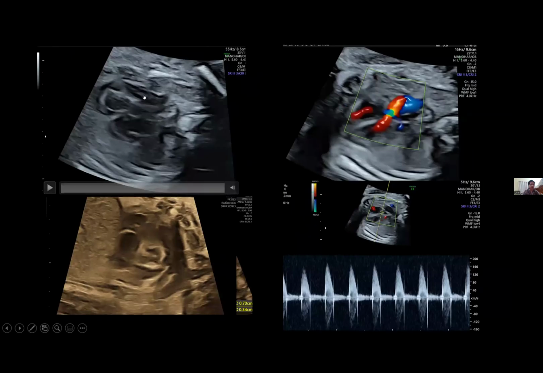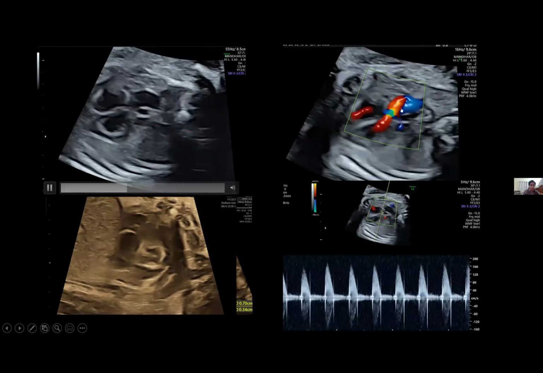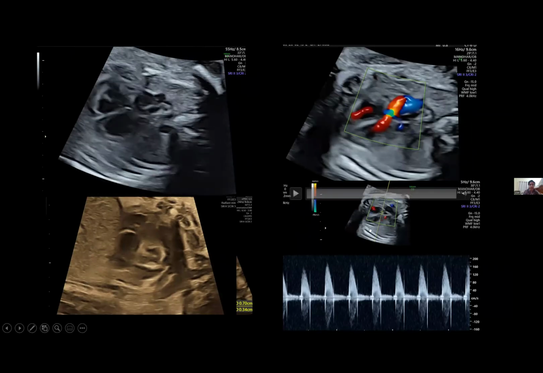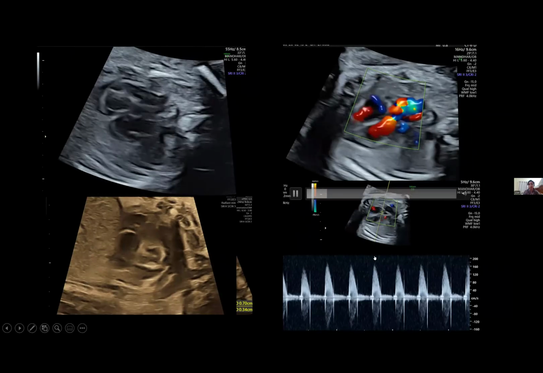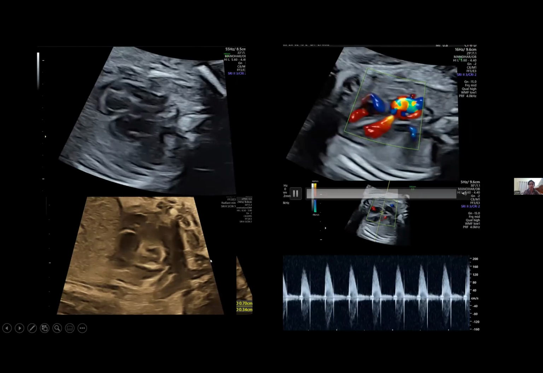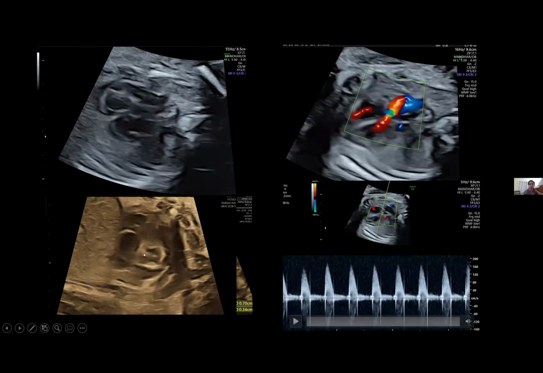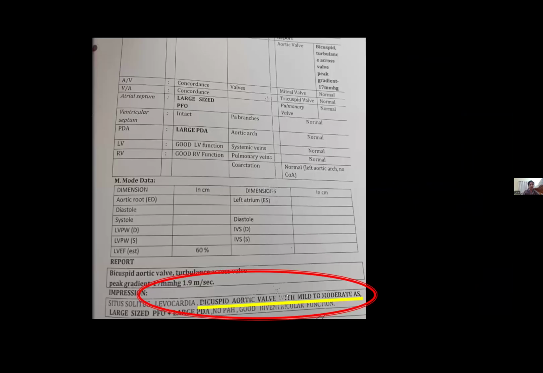This was another case of a primigravida at 30 weeks gestation, and the LVOT view showed post-stenotic dilatation of the ascending aorta. There was a turbulent forward aortic flow, and the peak systolic velocity was around 150 centimeters per second. The short axis view showed thickened and doming of the cusps of a bicuspid aortic valve. On postnatal echo, it was proven to be a bicuspid aortic valve with mild to moderate aortic stenosis.